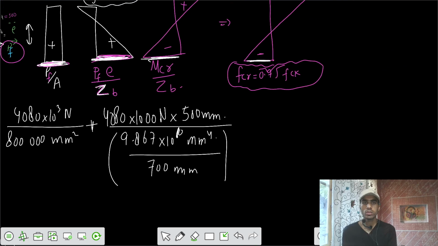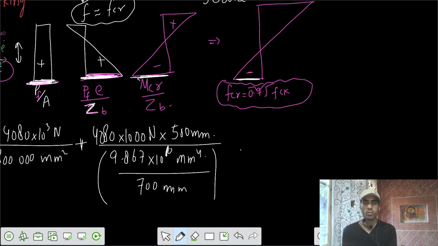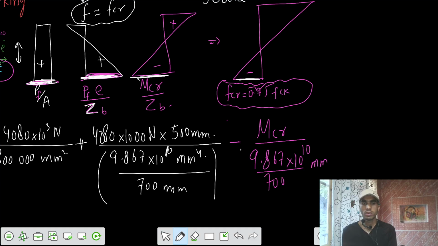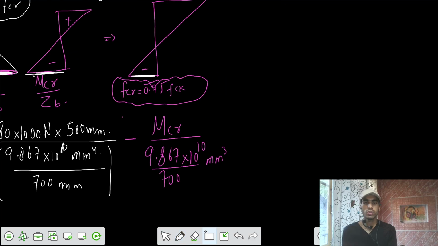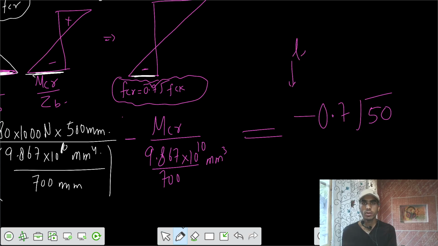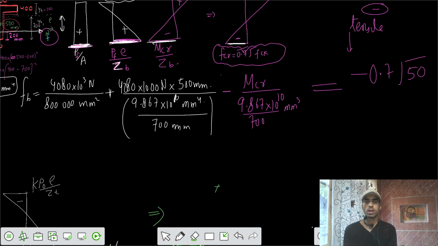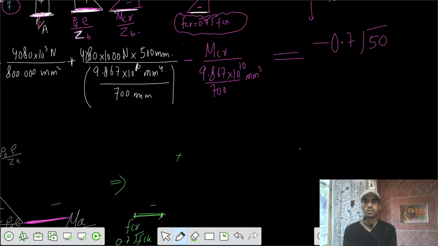And this should be equal to, yeah, we should add one more thing. We have to add that MCR, so there's some value of MCR divided by that section modulus. Z bottom is 9.867 10 to the power 10 divided by 700 millimeter power 3, and the net value should be equal to minus 0.7 root of FCK. So this should be negative because we are saying this is the tensile. Net value should be tensile, a negative value. So after calculating that, you would say this is your megapascal.